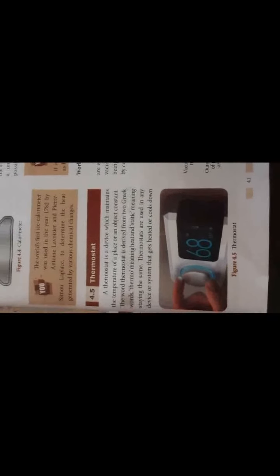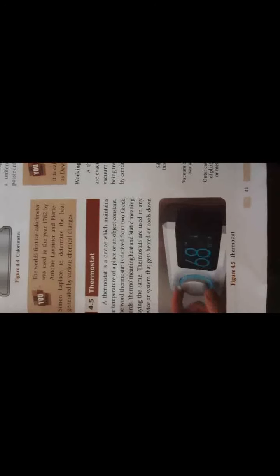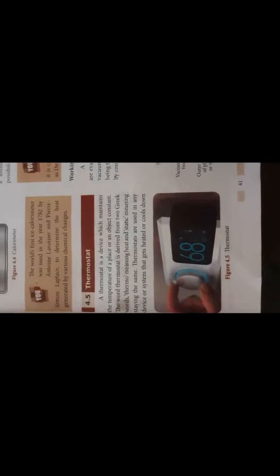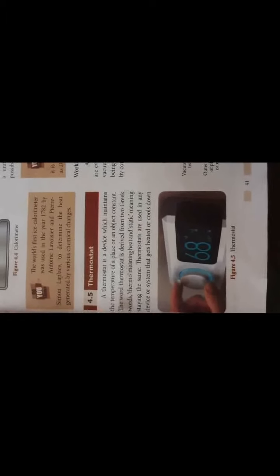The next application of heat is the thermostat. The word thermo means heat, static means remains the same, it will not change. So the heat does not change, it remains constant within an object, that is called a thermostat. And this thermostat is used in many of our day-to-day devices. Thermostats are used in many devices or systems that get heated or cooled down to a preset temperature.